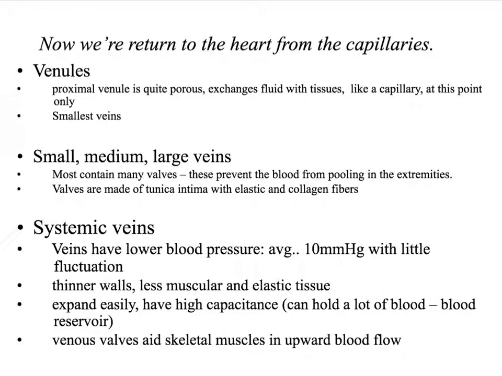Now, venules and veins. So we're at the capillaries and we want to get the blood back to the heart. So we're going to go through venules, which are little veins. The proximal venule really has a lot of holes, and it almost functions like a capillary. Then we go to small, medium veins, and they have valves, and these will be what we name. The valves prevent the blood from pooling. It keeps the blood flowing in one direction.